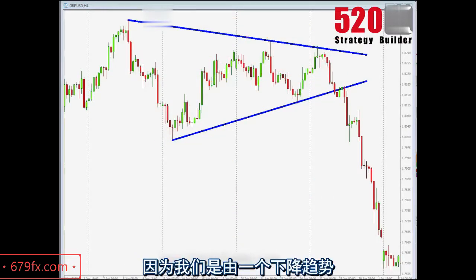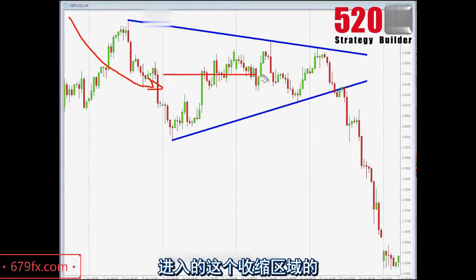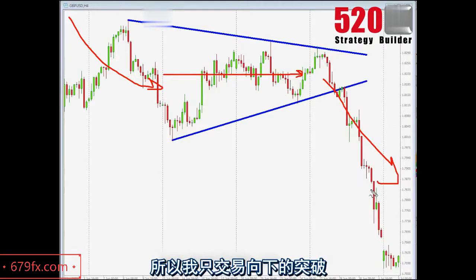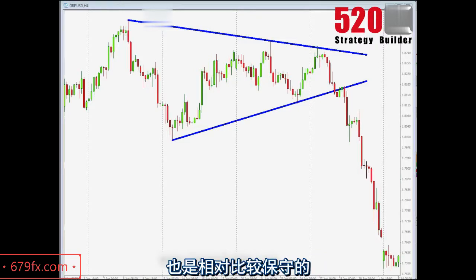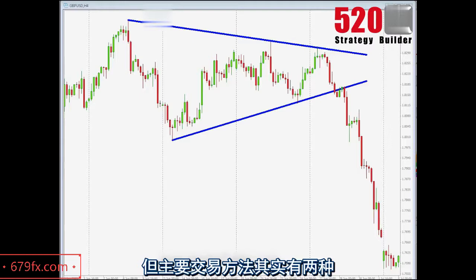Since we were coming from a downtrend, from a down move into the consolidation area, I would only look to try breakouts in the direction of the overall market sentiment, which in this case was clearly down. All right, the way I personally try triangles is the conservative way. There are two ways of possibly trading a triangle, or actually any type of breakout. I'm going to show you both, and you can decide whichever suits your trading personality better. First of all, let me show you the aggressive way.